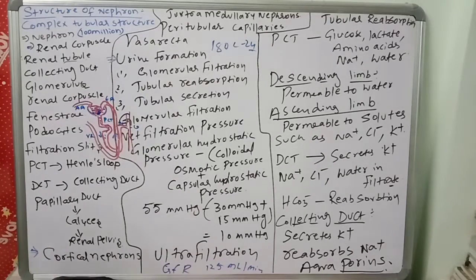Next, tubular secretion. That is very important. Secretion means releasing into the tubule. So next class we will discuss tubular secretion. What is the meaning of secretion? Releasing; absorption means taking out. So once again, children, there are 100 million nephrons.